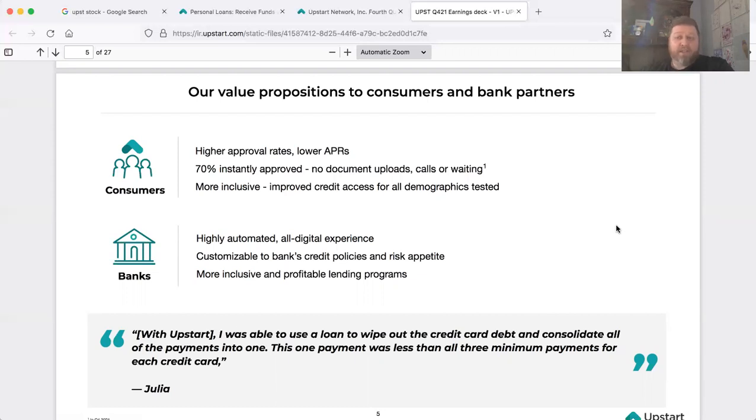From the bank's perspective, this is great, right? It's highly automated. It's all digital. They customize to the bank's credit policies and risk appetite. Again, like I said earlier, is this really true AI? Or is it just the bank says, hey, if they have a 10% default rate, I want to charge 29% and only offer this much money and only for this amount of term? I mean, that's not AI in the true sense of the word. And it's more inclusive and profitable lending programs. Whew, man, I don't know. This feels exactly like a payday loan, but someone stamped the word AI on it.